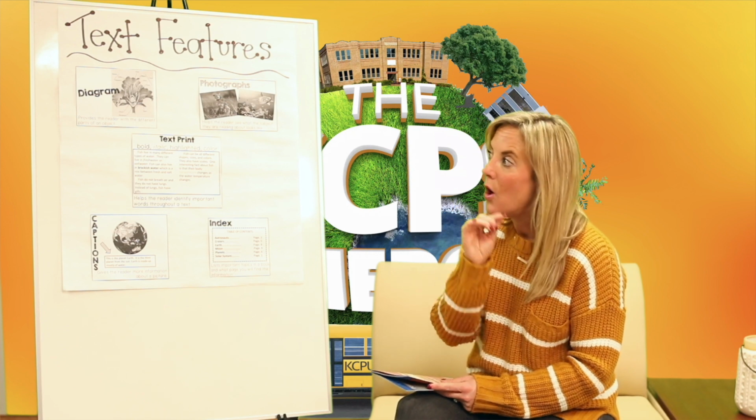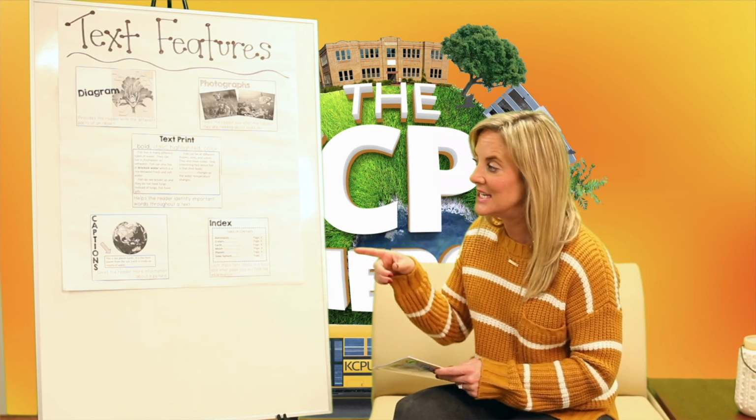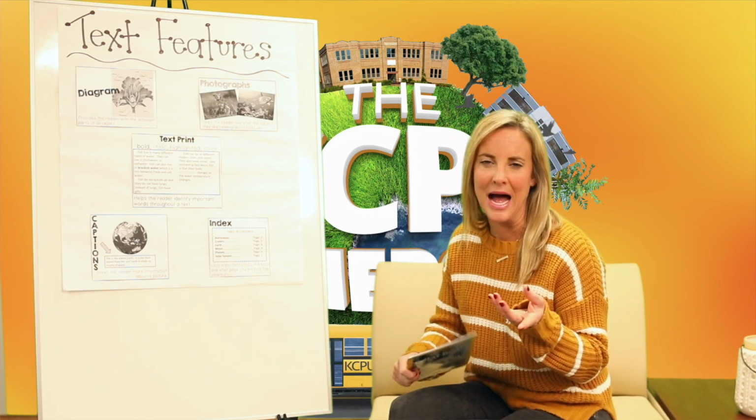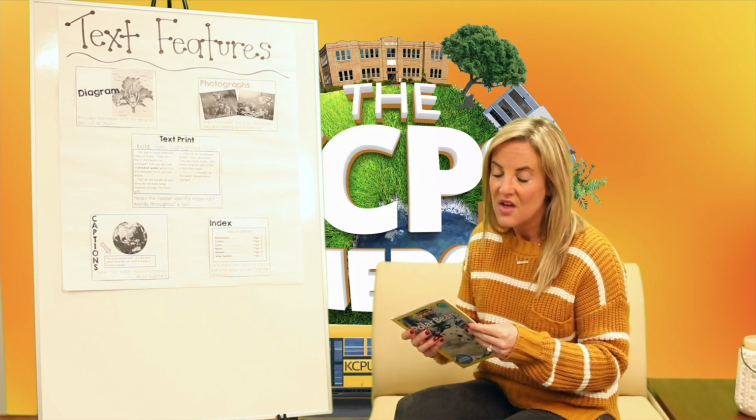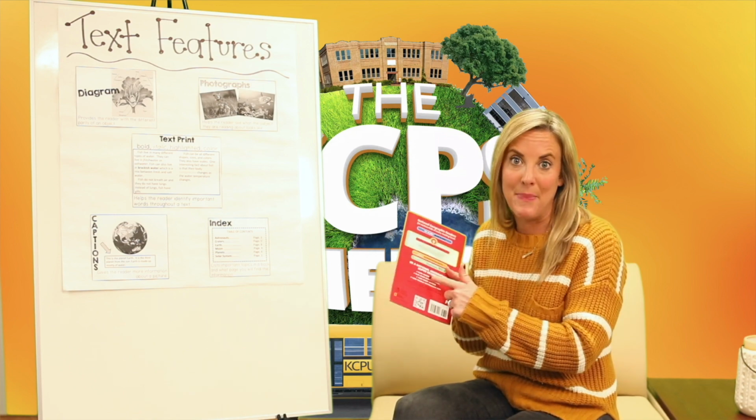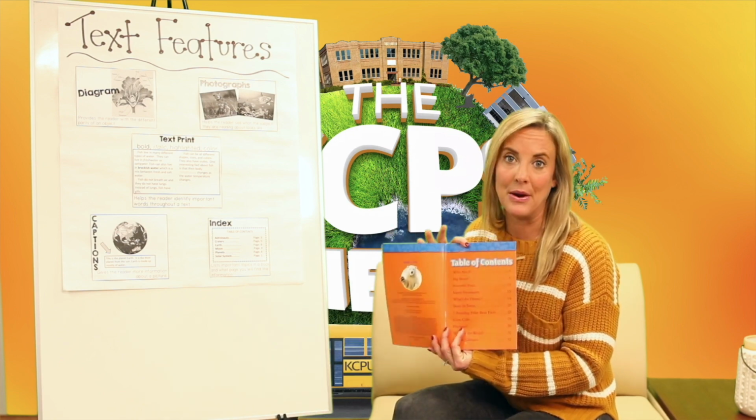One last feature that we want to look at is the index. The index is also like our table of contents, where it's going to give us page numbers if we're looking for specific information. The index is always going to be found in the back of your book, whereas the table of contents is going to be found in the front.